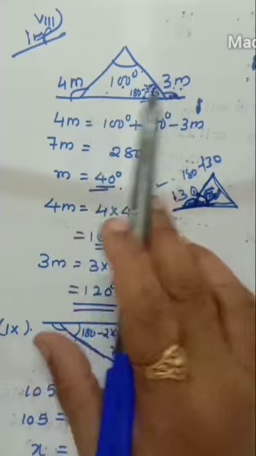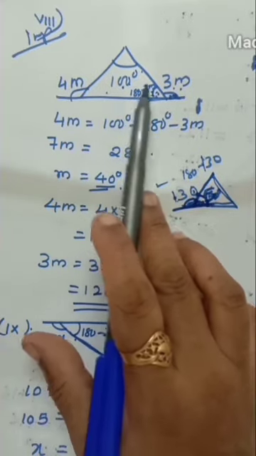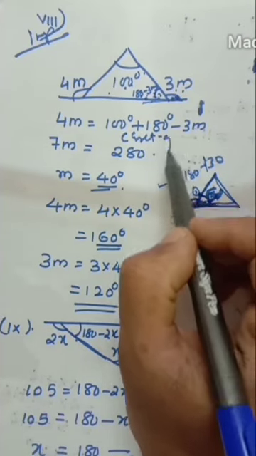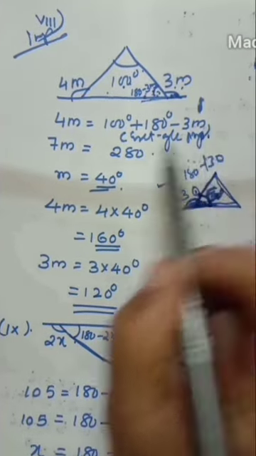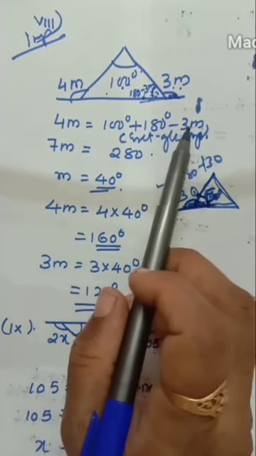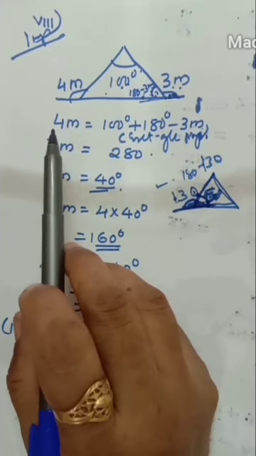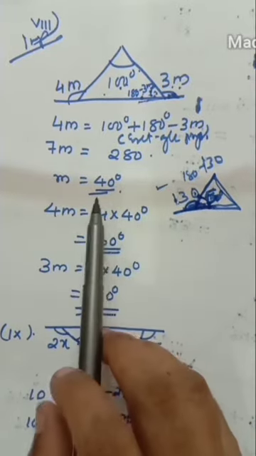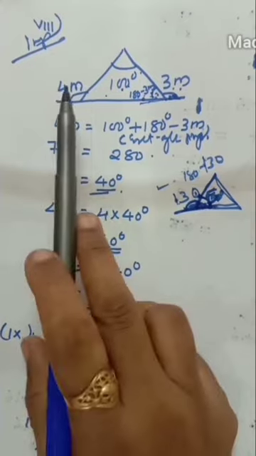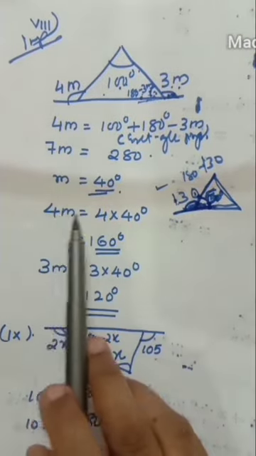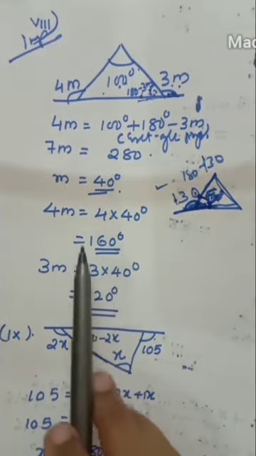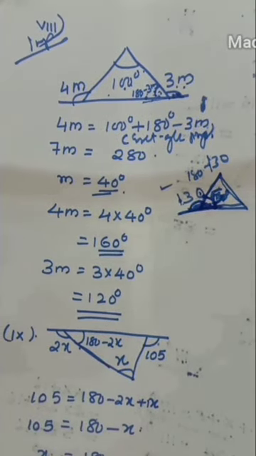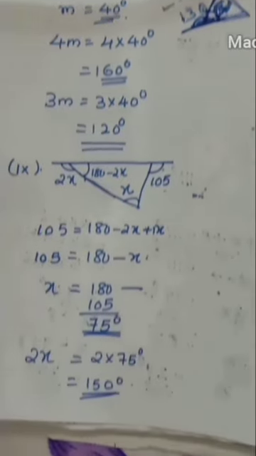Okay. Now exterior angle property you use it. 4m equal to 100 plus 180 minus 3m. This one exterior angle property. Minus 3m will be moved here, plus 3m. Then 4m plus 3m is 7m. 280. Cut it 7 table, you will get 40. After that, you give the value of m. 4m equal to 4 into 40, 160. 3m equal to 3 into 40, 120 degree. Clear, children?